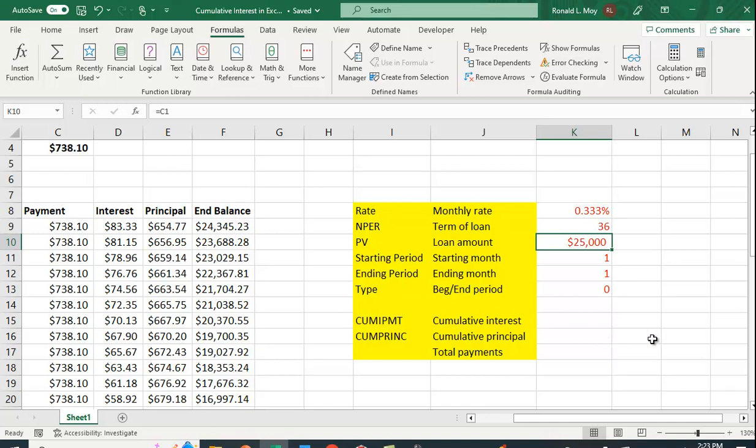Remember, the payment is an annuity. If you put in zero, that makes it an ordinary annuity. That is, the first payment is made at the end of the period or the beginning of the next period. If you put in a one, it's called an annuity due, and the first payment is today. Car loans, and mortgages as well, are generally done as ordinary annuities.